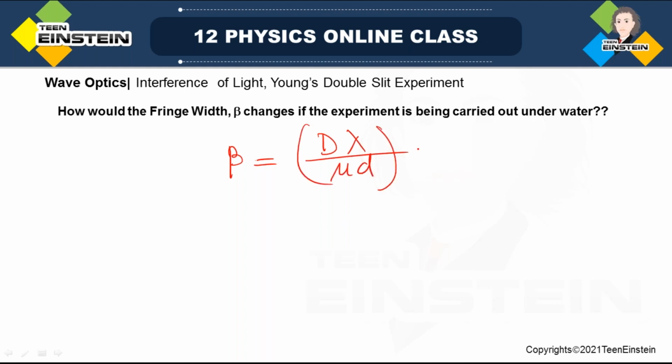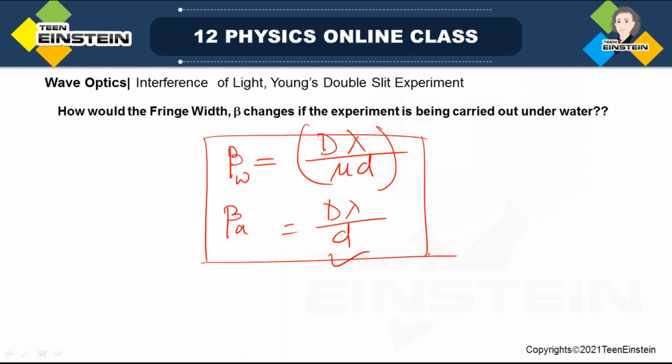So this will be the expression, mu expression, underwater. And in air, what was the expression? In air, simply this, capital D lambda by small d. Okay, so this is an important concept which may be useful for you to solve various problems.